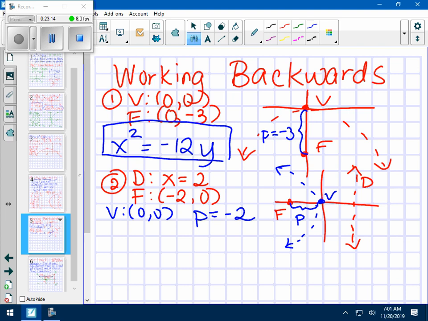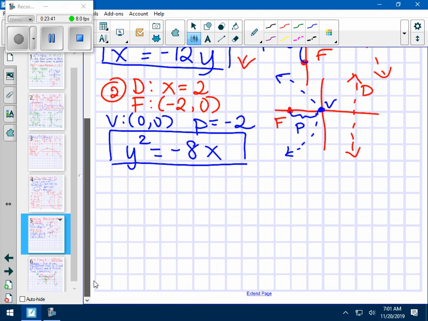So if p is -2 and we're opening left in my y-squared equation, y squared would equal 4 times p, which is going to be -8 in this case. And then that's going to be times x. So y squared equals -8x. It's very common sometimes for students to want to square both sides, but squaring both sides will produce a different type of graph. It could be a circle, it could be some other type of conic section. You're only squaring one variable depending on which way this in fact opens.